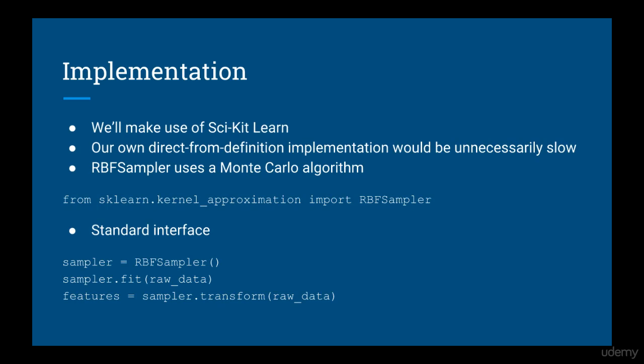Luckily, although we could, we won't write any code to do the RBF kernel transformation, since these capabilities are already in scikit-learn. Also, our implementation would be unnecessarily slow. The scikit-learn implementation is called RBFSampler, and it implements a Monte Carlo algorithm that allows us to do the computation much faster. As usual, this has a standard scikit-learn interface. We create an instance, call the fit function, and then from that point onward we can call transform.